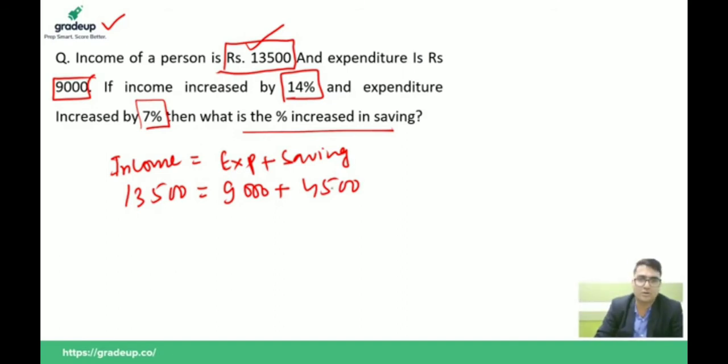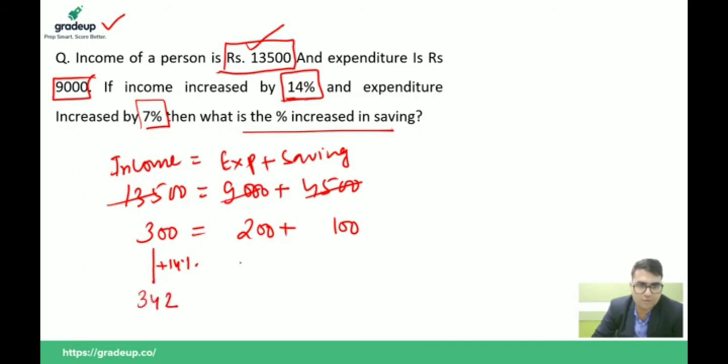So divided by 4,500, we will get 3 is equal to 2 plus 1. Okay. Now, so guys, if income is 3, then expenditure is 2, saving is 1. After dividing by 4,500 to the whole equation, let's say income is 300, expenditure is 200, saving is 100. All right. Now, in this question, we have been given that income increased by 14%. 14% of 300 is 42, so 342, and expenditure increased by 7%. 7% of 200 is 14, that is 214.